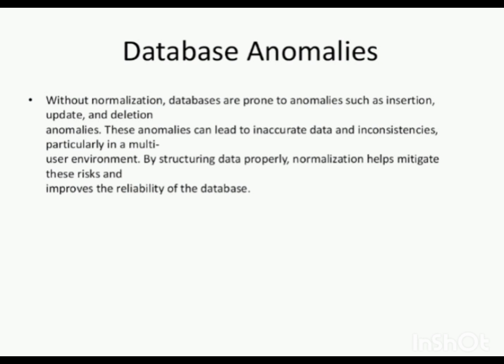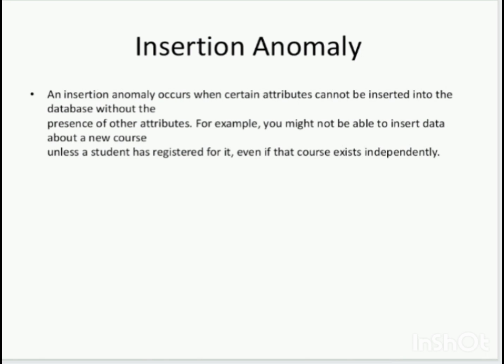Next, insertion anomaly. An insertion anomaly occurs when certain attributes cannot be inserted into the database without the presence of other attributes. For example, a new course might not be available in the database unless a student has registered for it, even if the course exists independently.